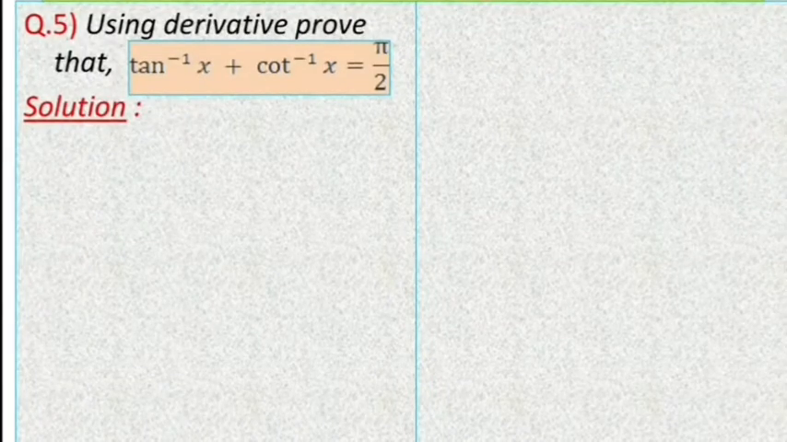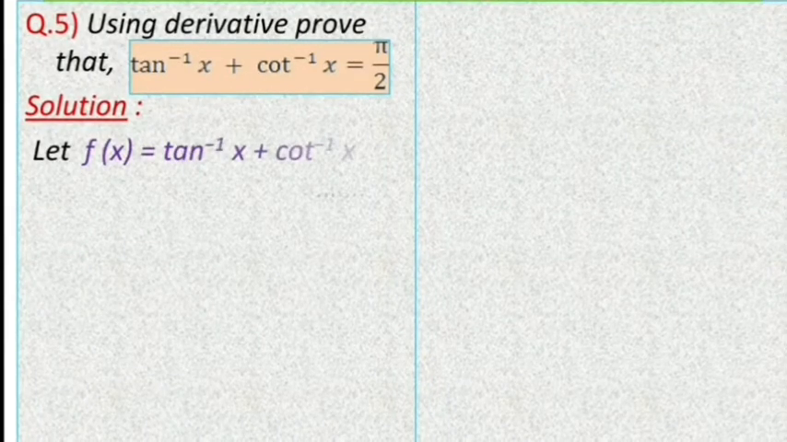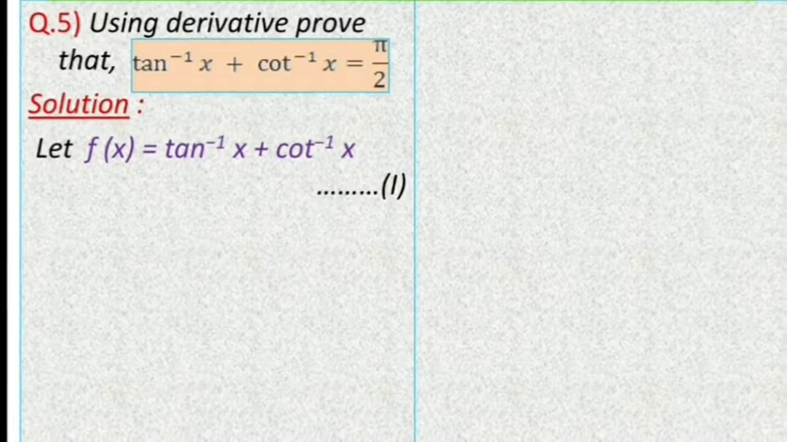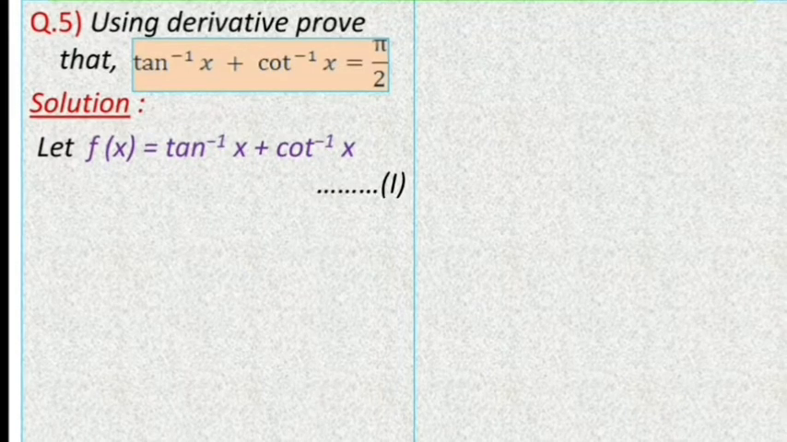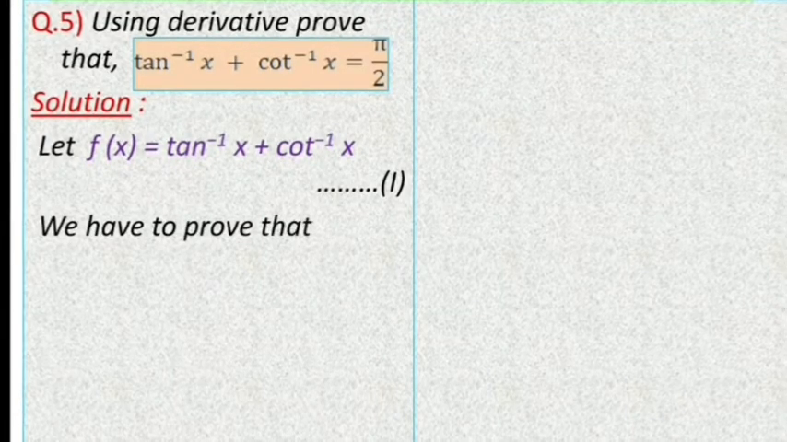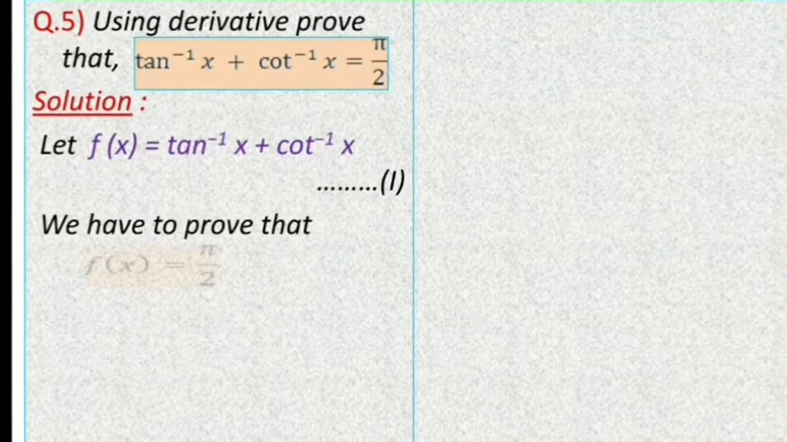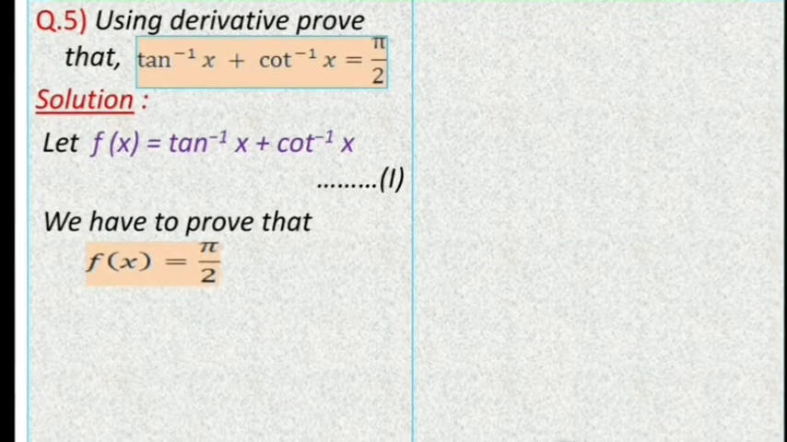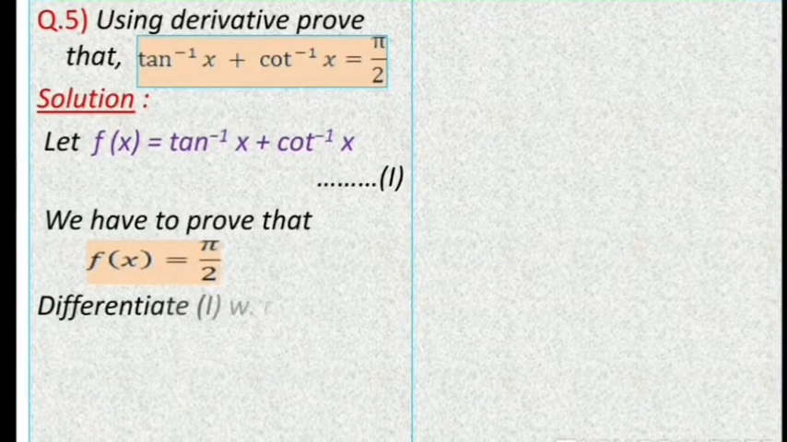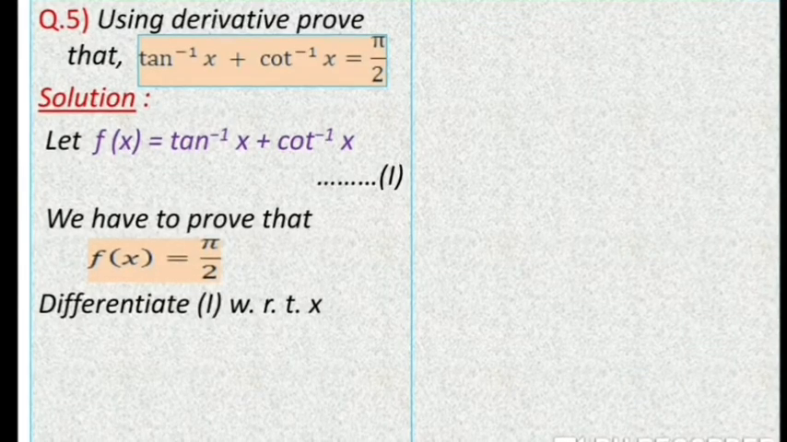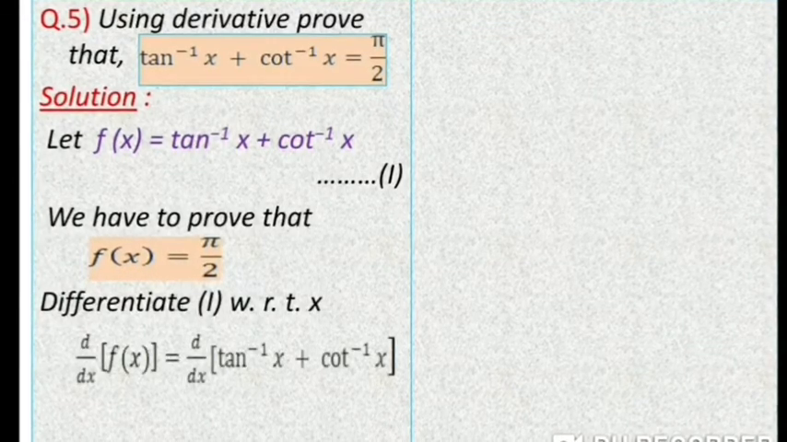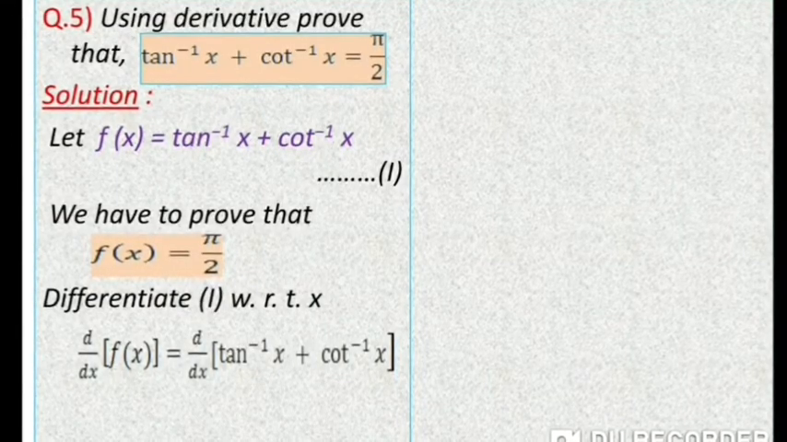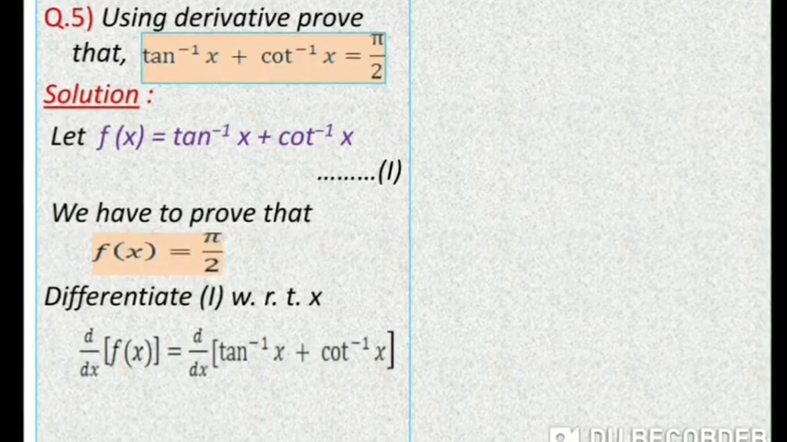The solution is given as: let f of x equal to the left hand side, that is tan inverse of x plus cot inverse of x. That equation is taken as equation number 1. Now we have to prove that the left hand side, that is f of x, equals pi by 2, that is our right hand side. Therefore, differentiate equation 1 with respect to x. Then we get d by dx of f of x equal to d by dx of tan inverse of x plus cot inverse of x.